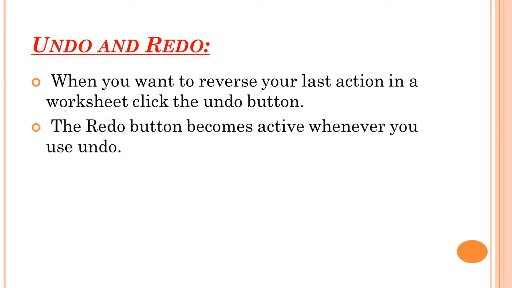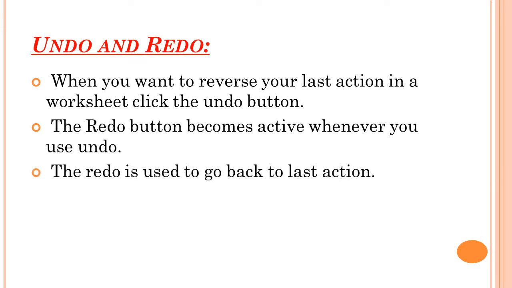Whenever you use the undo button, the redo button becomes active. The redo button is used to go back to the last action. While typing, you have deleted some content unknowingly, but you want that data back, so you press the undo button, right? Then the redo button will be active. You get the data back, but if you don't want that data again, you can click the redo button.